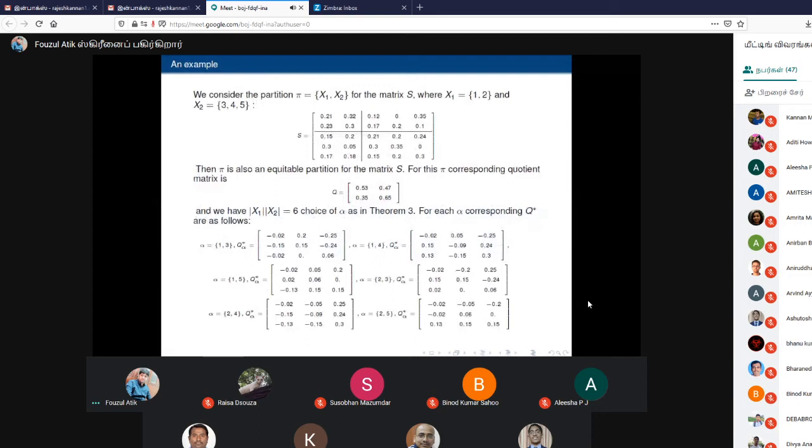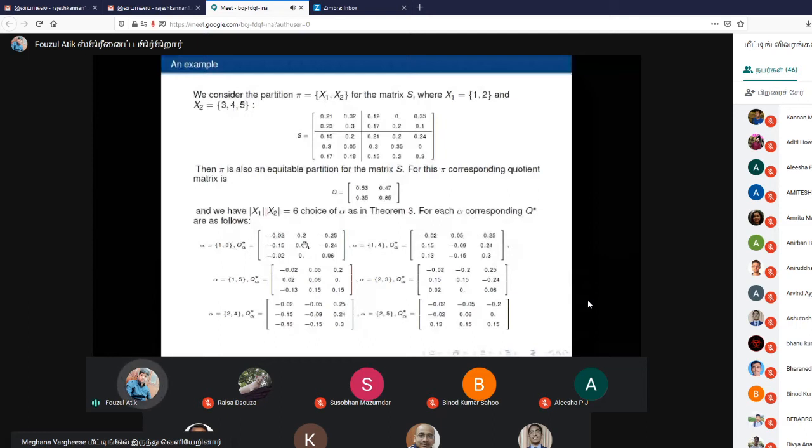Consider this matrix S, which is actually a stochastic matrix, but you consider it as a non-negative matrix, and we can partition the matrix in such a way that each block has constant row sum. Then this partition X1, X2 is the equitable partition for the matrix, where X1 is {1, 2} and X2 is {3, 4, 5}. Then the corresponding quotient matrix is Q. Now we know from the previous result that eigenvalues of Q are also eigenvalues of S. Now what about the other eigenvalues? Other eigenvalues are the eigenvalues of all these matrices.